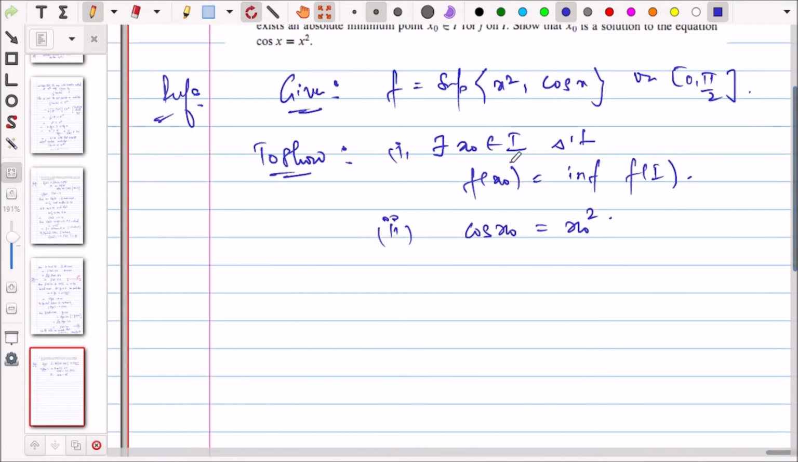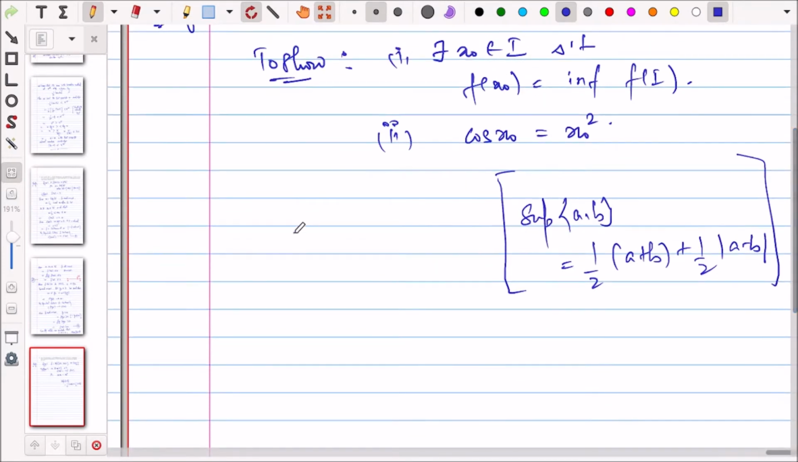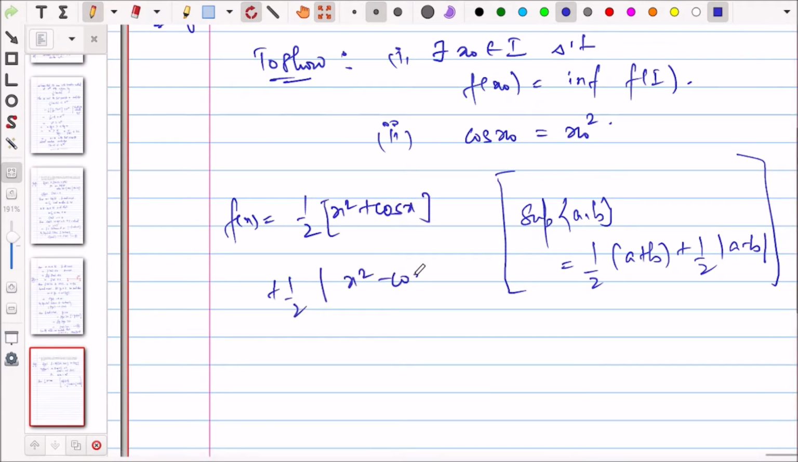So let us prove the first part, that there will exist some x naught. For that we have to show that the function is continuous, because every continuous function defined on a closed and bounded interval attains its bounds by the maximum-minimum theorem. We just need to show f is continuous. You know the result that the maximum or supremum of a and b is half of a plus b plus half of modulus of a minus b. So we are going to use this formula here.